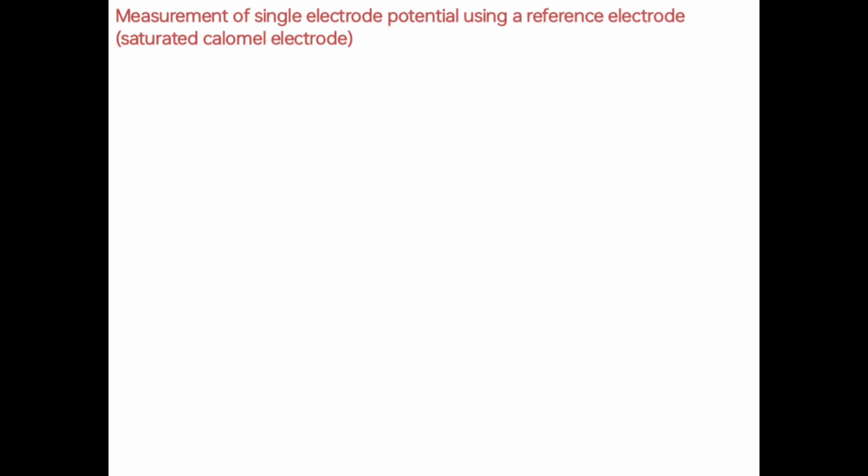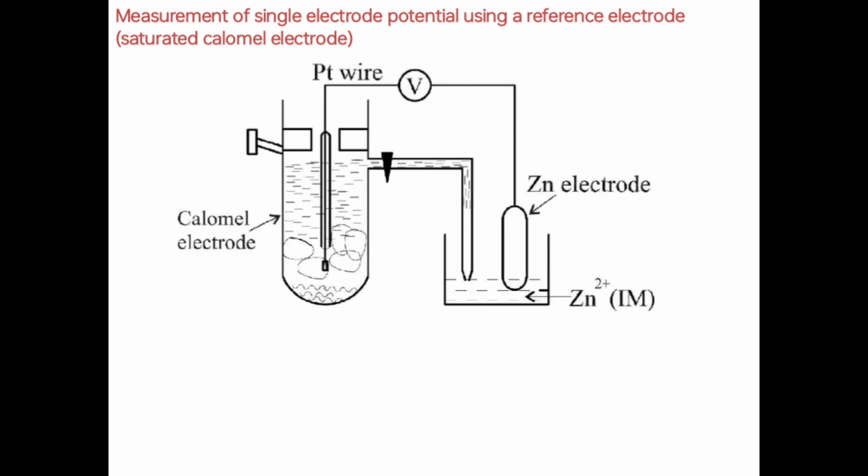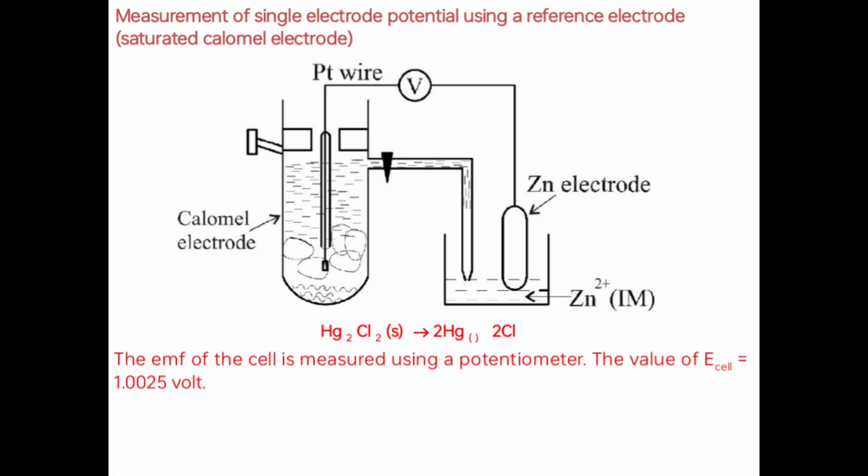Measurement of single electrode potential using the saturated calomel electrode as a reference electrode. This is a diagram of the saturated calomel electrode. Mercurous chloride reacts to give mercury plus Cl. The EMF of the cell is measured using a potentiometer. The value of E cell is equal to 1.0025 volt.